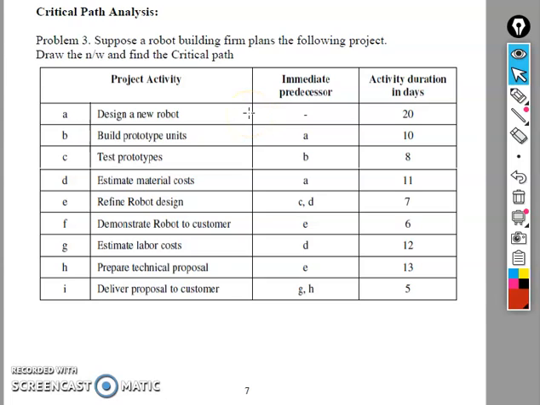In this fifth lecture, we will find the critical path of a given data and construct the network diagram and find the critical path. Let's see a problem. The problem is this. According to this, this note is already uploaded in your forum. Suppose a robot building firm planned the following project.